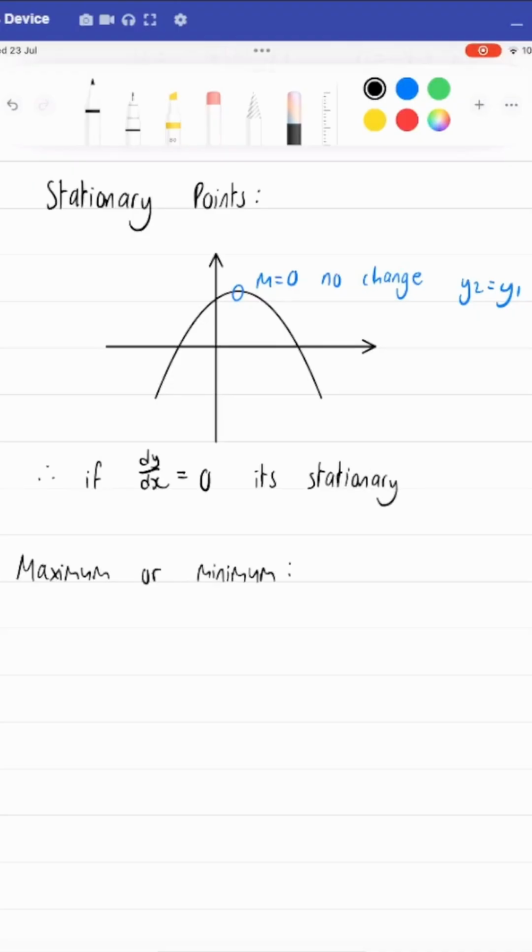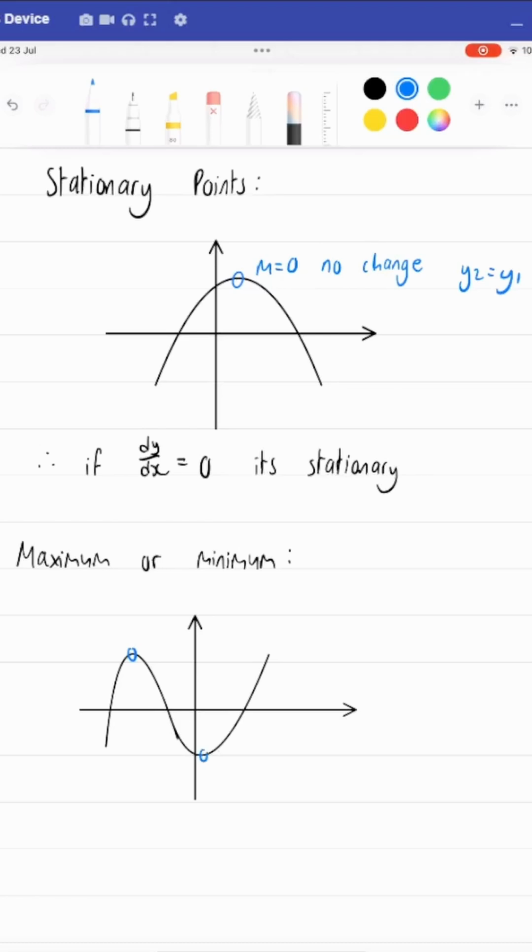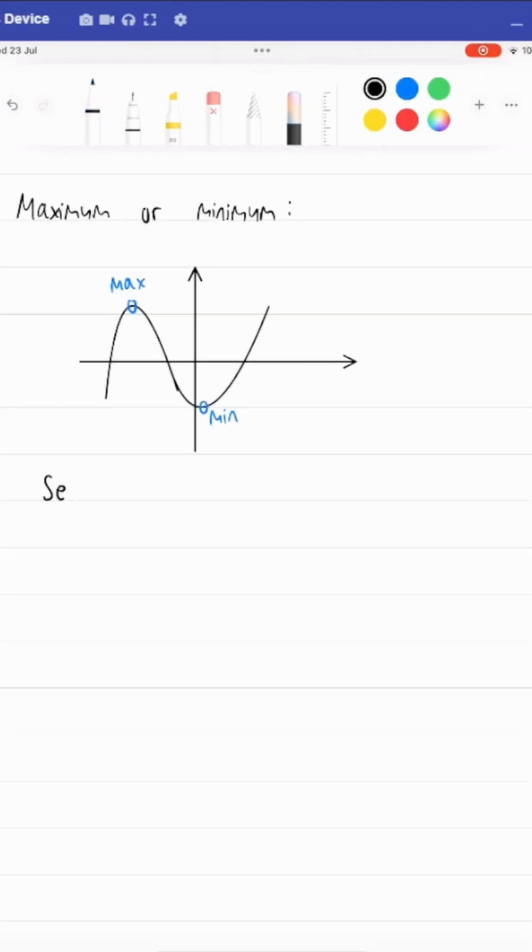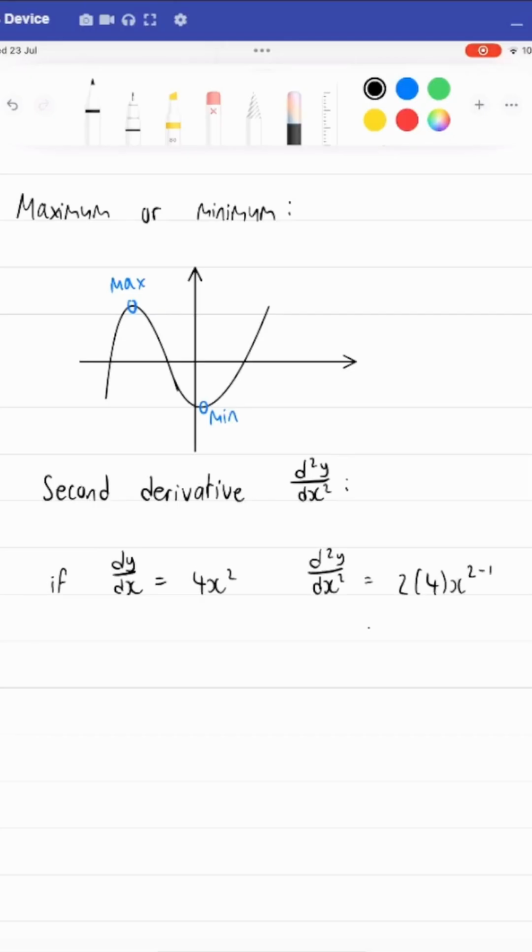However, how do we tell if it's a maximum or a minimum? This is where we use the second derivative, d²y/dx². Same as before, this is just finding the derivative of the first derivative. After solving for x when dy/dx is 0, then substitute that value into the second derivative.